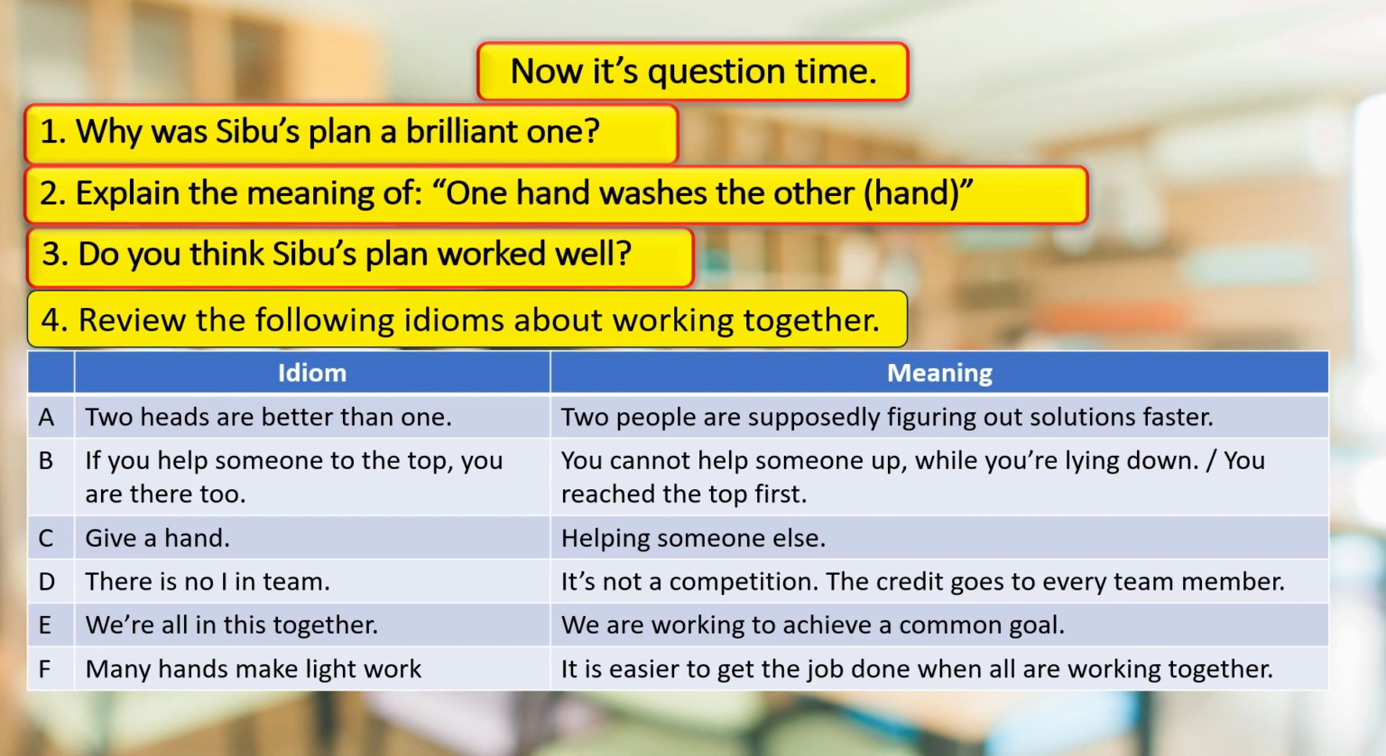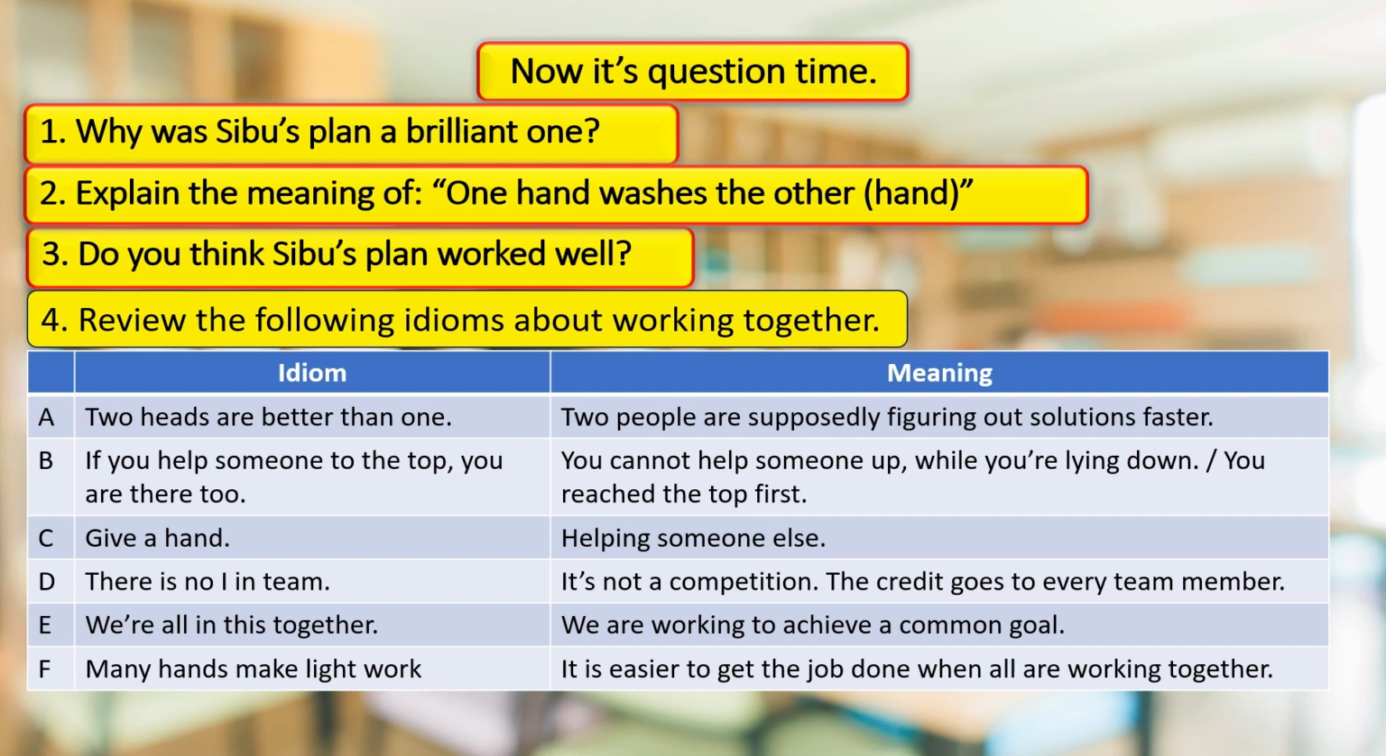Now it's question time. 1. Why was Sibu's plan a brilliant one? 2. Explain the meaning of one hand washes the other. 3. Do you think Sibu's plan worked well? 4. Review the following idioms about working together. Left-hand side we have the idiom, on the right-hand side we have the meaning.